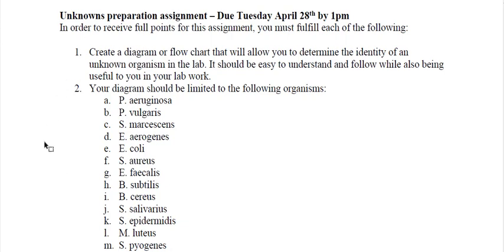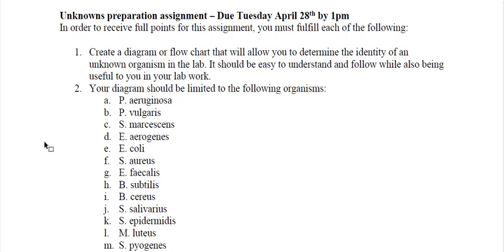So the first step is what you're going to be doing is creating a diagram or a flow chart that's going to allow you to determine the identity of the unknown organism in the lab. It needs to be easy to understand. I have to be able to follow it, and also would be useful to you in your lab work. So if you were going into the laboratory and I handed you a test tube with bacteria in it, you would know the very first test you're going to run to try to at least start to figure out what it is. And then you would know each test after that you would be running based on your results from the previous test.